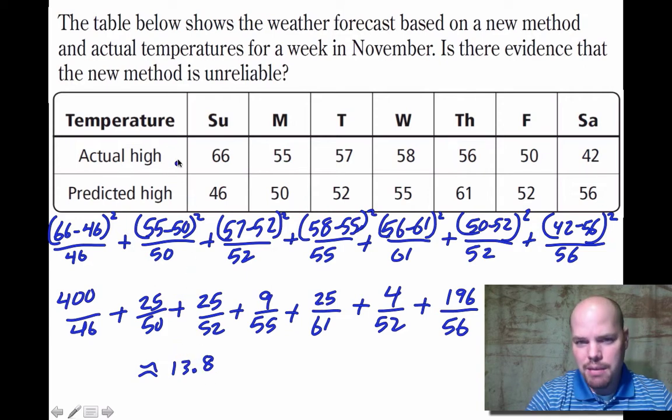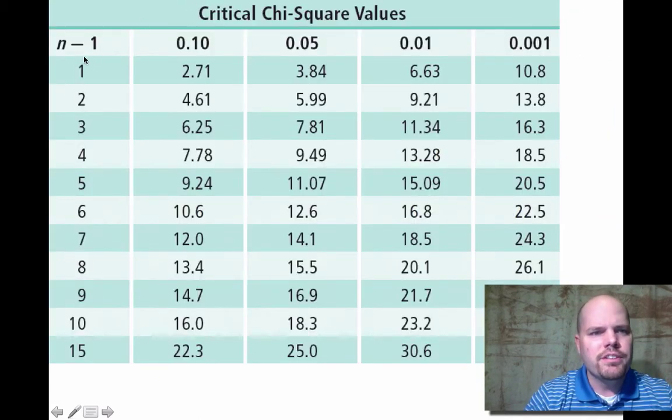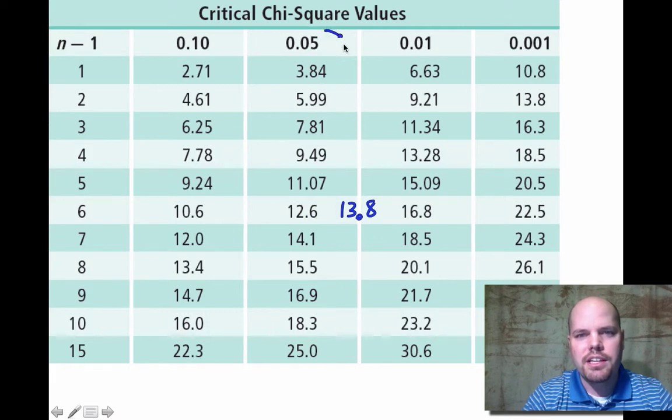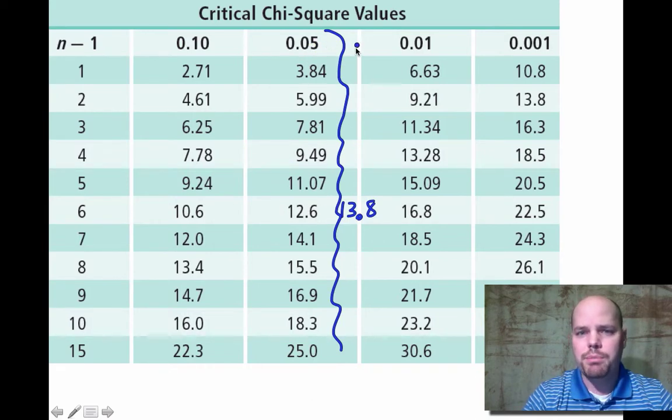Now we go to the table. We have 7 events, so we go to row 6, and we look at 13.8. So 7 events, because there were 7 days, we go to row 6. 13.8 fits in this category because it is higher than 12.6, and this is kind of that cutoff where if it's higher than this value in the 5% range, that means a value that high is not supposed to happen. It's only going to happen less than 5% of the time. It is closer to 12.6 than it is to 16.8, so we'd say it's closer to the less than 5% range rather than if it was over 16.8.